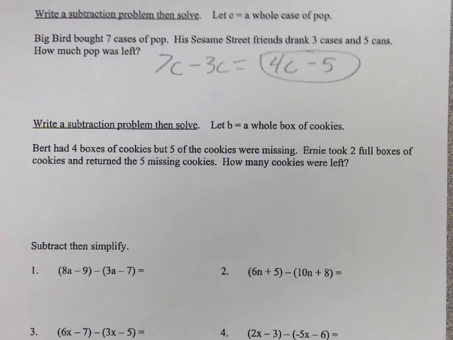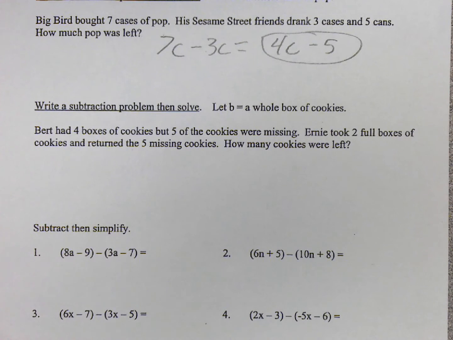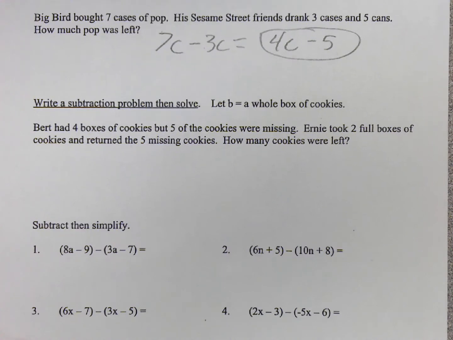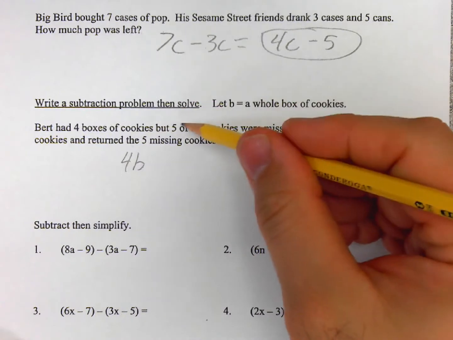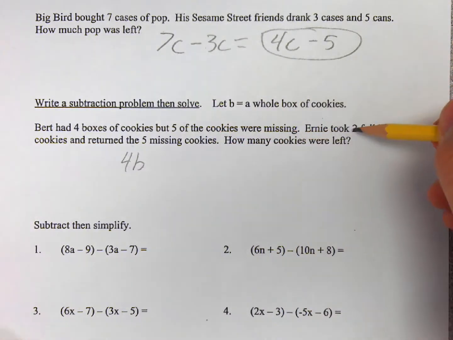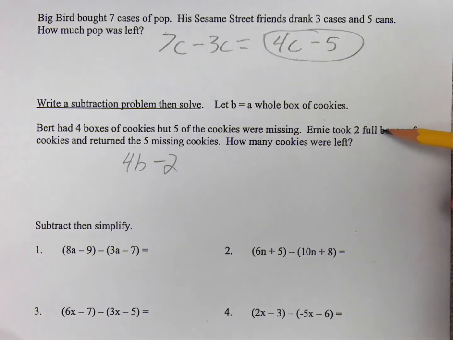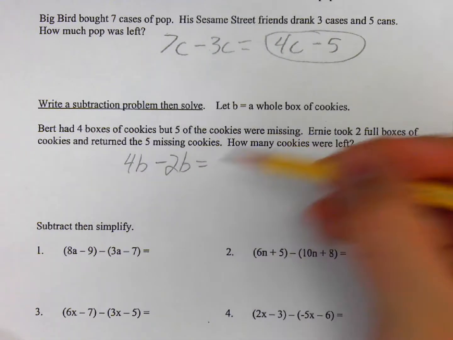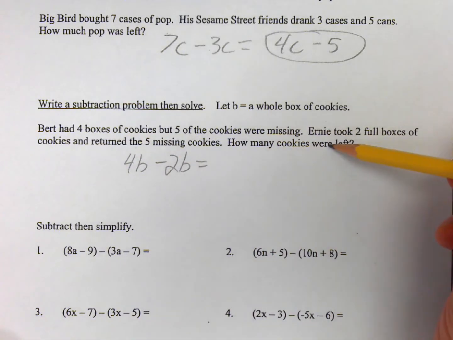What's right here? Bert had 4 boxes of cookies. All right. So B equals a whole box of cookies. So Bert had 4 boxes, 4B of cookies. But 5 of the cookies were missing. Ernie took 2 full boxes, so Ernie, taking is a subtraction. Eating is a subtraction. Drinking is a subtraction. So in this case, Ernie took 2 full boxes and returned the 5 missing cookies. How many cookies were left?